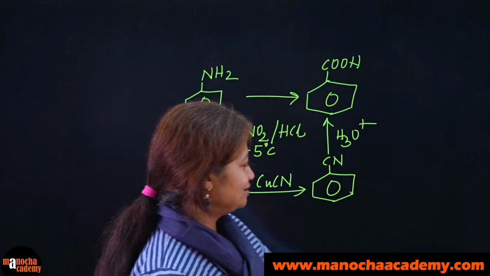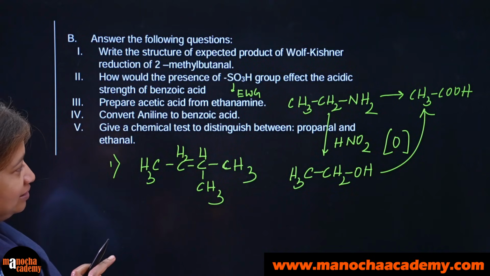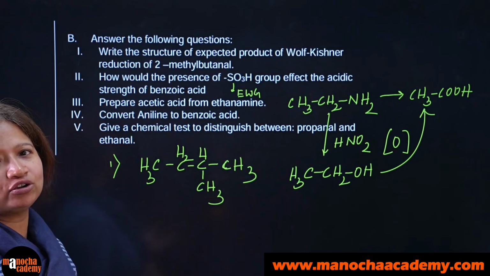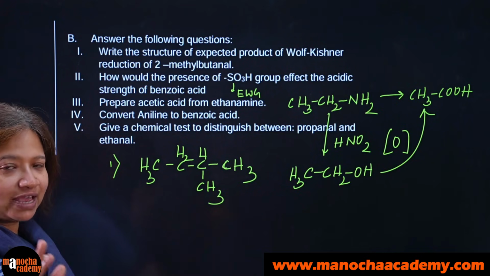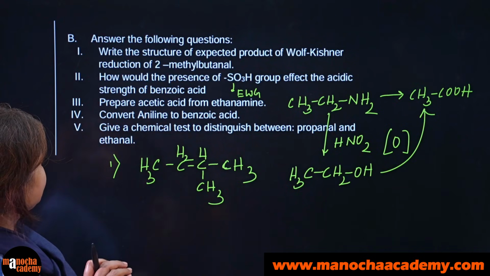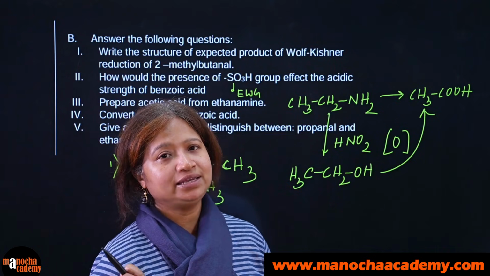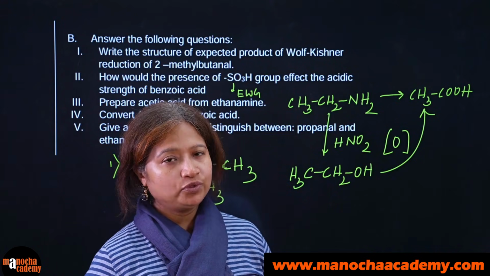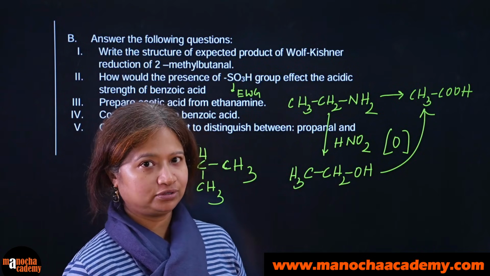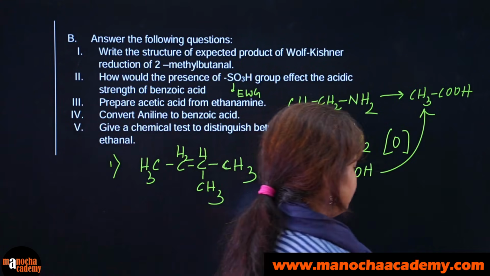Okay, and the previous question, chemical test between propanal and ethanal. Yes, ethanal will give iodoform test, propanal will not. So you can write iodoform test, and iodoform test is the name of the test, and you can also write that ethanal will give a yellow precipitate with iodoform test, whereas propanal will not. Propan-2-ol will, but propanal will not. So that's all with this part.